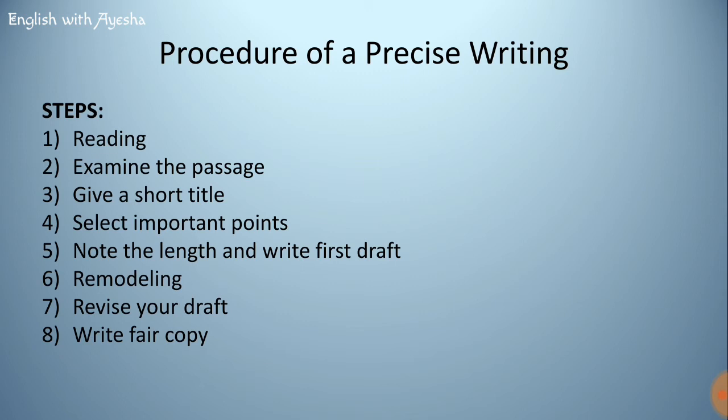These steps are reading, examine the passage, give a short title, select important points, note the length and write first draft, remodeling, revise your draft and write fair copy. These are the steps of the process of précis writing. Now we discuss them one by one in detail.